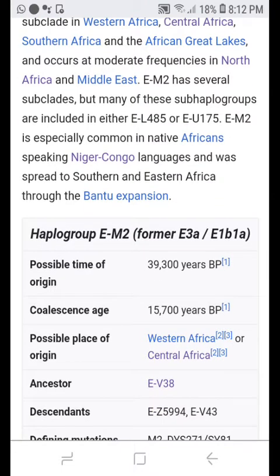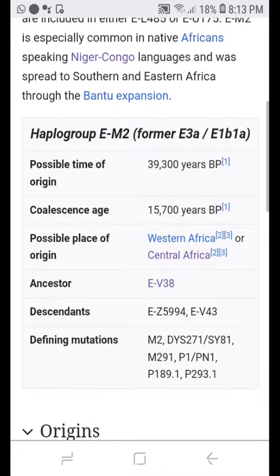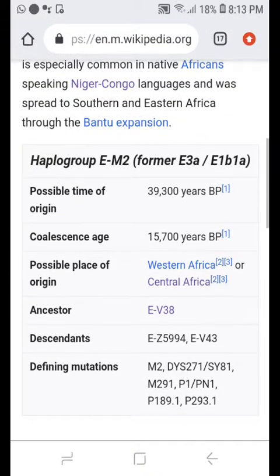Let me read on down. We go on down, boom, boom. It said, especially EM2, meaning E1b1a, is especially common in native African-speaking Niger-Congo languages, and was spread through southern and eastern Africa through what? The Bantu expansion. Therefore, we know that the Bantu people are E1b1a also. That's the majority of people in Africa.